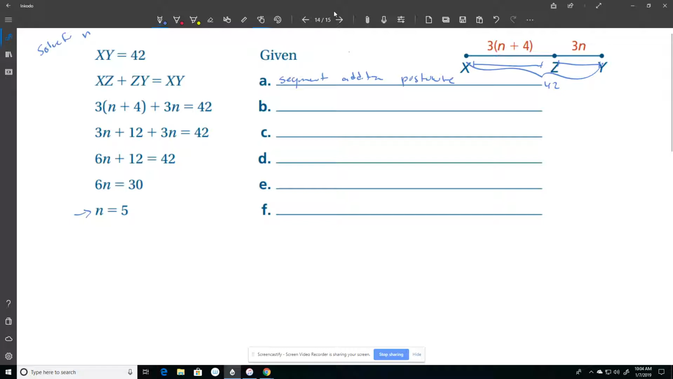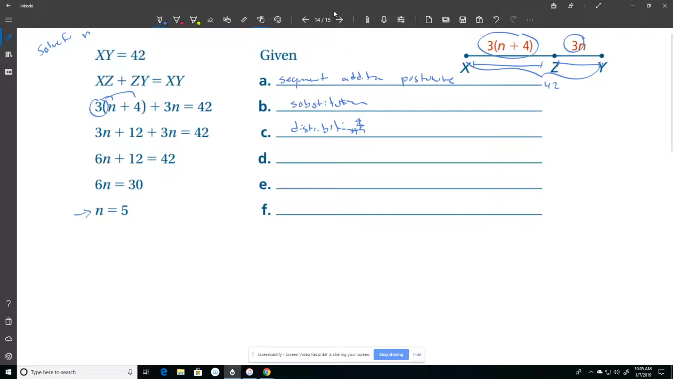Then from there, instead of XZ, it plugs in 3 times n plus 4, and it plugs in 3n, and it plugs in 42. So that step was a whole bunch of substitution. It plugged in a bunch of numbers where these variables were. Then from here, we go from 3 parenthesis n plus 4, it actually distributes that 3. So that step is going to be called distribution. There's no T at the end of distribution. So that step is called the distribution property. We distribute and we get here.